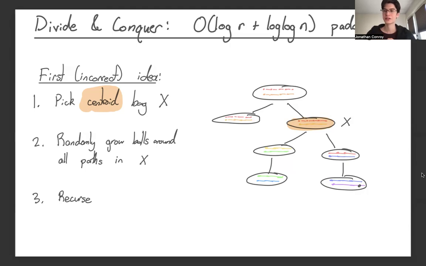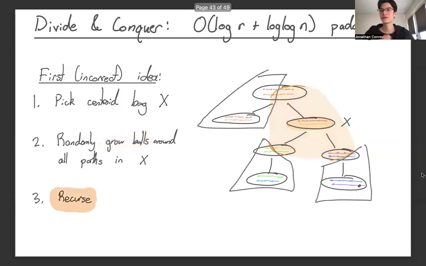So we select the centroid bag, and we consider all of the shortest paths in this bag. And what we're going to do is do the ball carving argument on these shortest paths. So randomly grow balls around all of these paths, or more specifically around a sparse net on these paths. And these are going to define poly-R many new clusters. And then we're going to remove all the vertices that we clustered and recurse on the remaining parts of the graph.